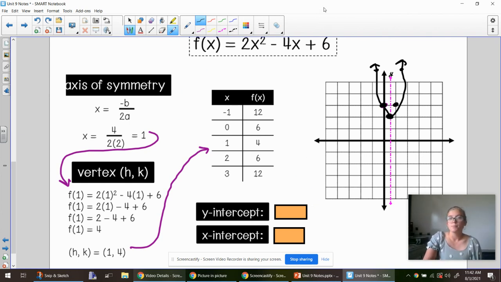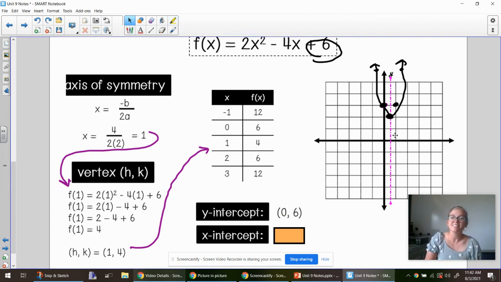The y-intercept is always the c value. In this case, it is 6. And the x-intercept is a little tricky here. Does this graph ever cross the x-axis? Nope. This thing has no x-intercepts.